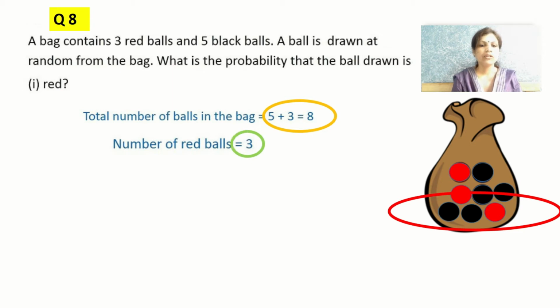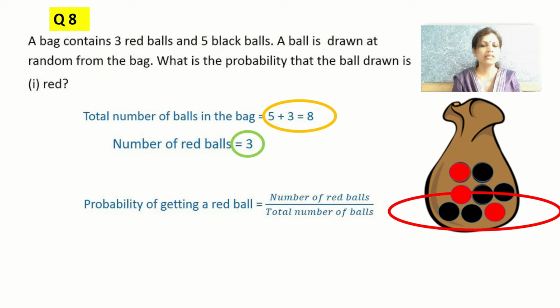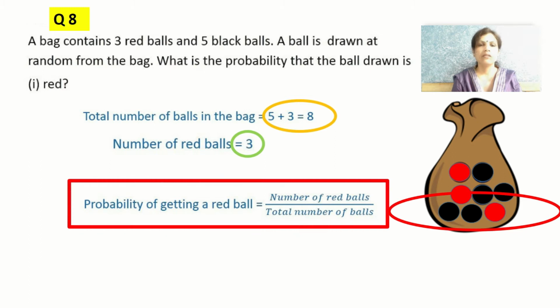Now let's find out the probability by using our formula, that probability of getting a red ball is equal to number of red balls upon total number of balls. We have all the values with us. Let's substitute the values, and after substituting the values we get 3 upon 8, and so probability of getting a red ball is equal to 3 upon 8.